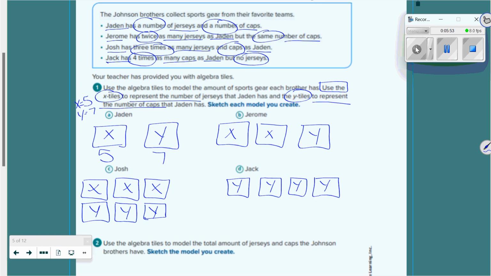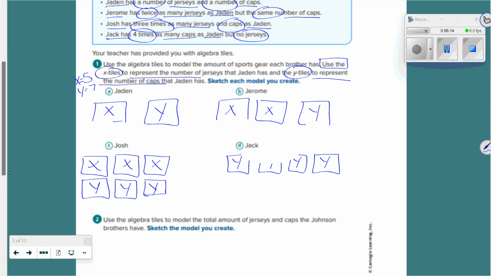How many jerseys would Jerome have? 10. 10, because there are 2 X's, so that's 5 and 5. And how many caps? 7. Do you see how that could work with any number we put in place of the variable? Okay. I want you to try 2 and 3.